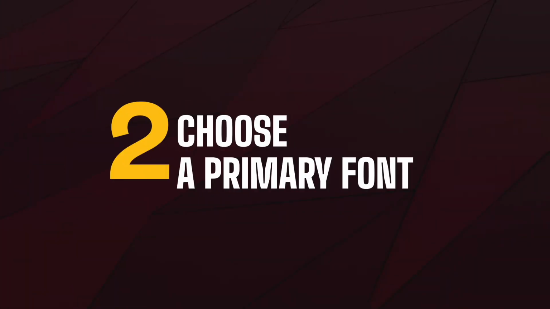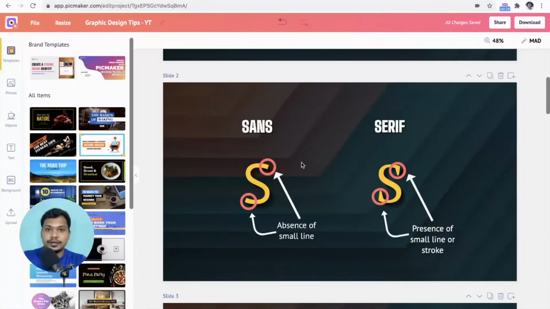Step 2. Choose a primary font. Once you find the purpose, choose a primary font for your design. This primary font will be used on your headlines and titles. It will influence the mood and feel of your design. You can start by choosing a serif or a sans font.